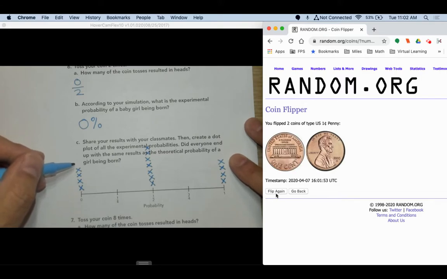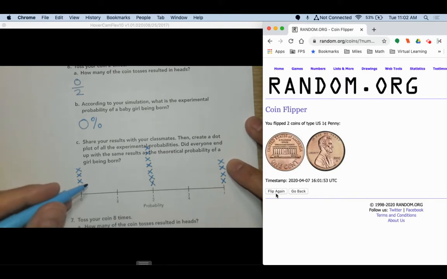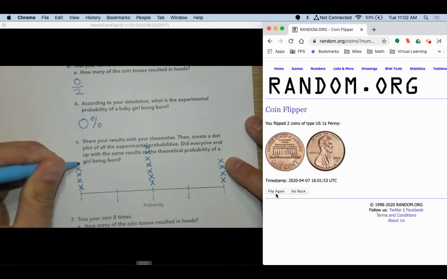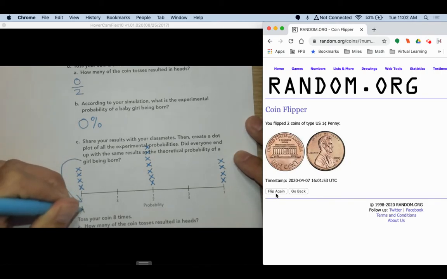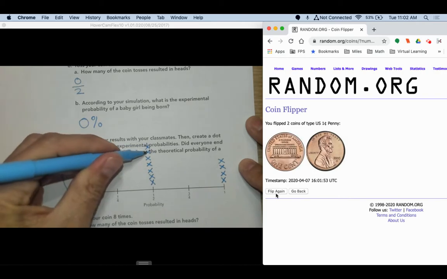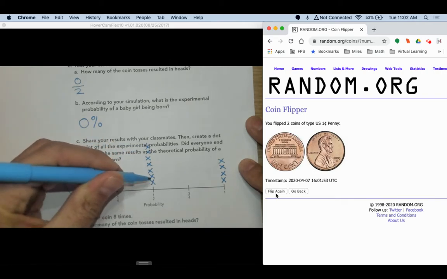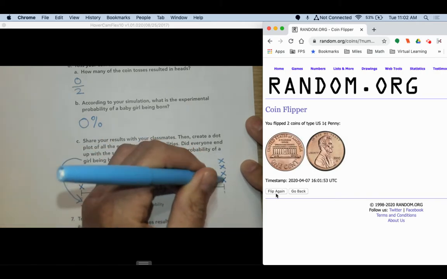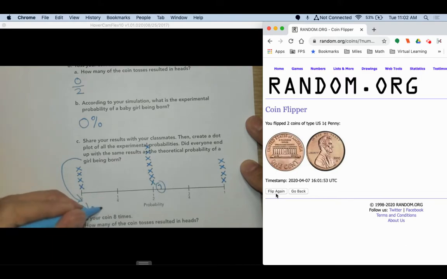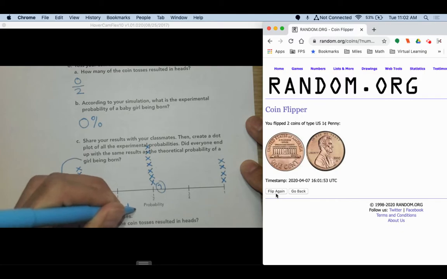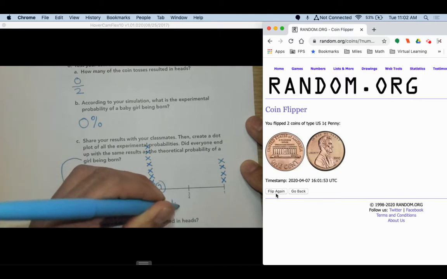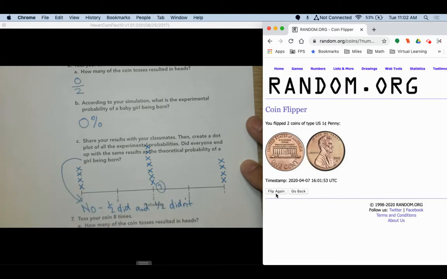Did everyone end up with the same results as the theoretical probability of a girl being born? No. In fact, it was 1, 2, 3, 4, 5, 6, 7 that did, and then 4 and 4 and 8. Half did, and half didn't. Okay.